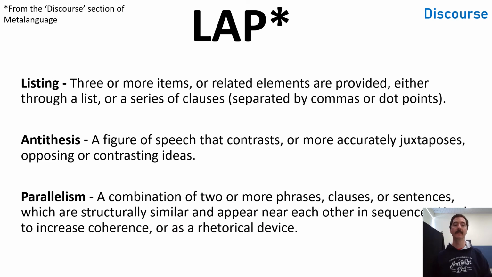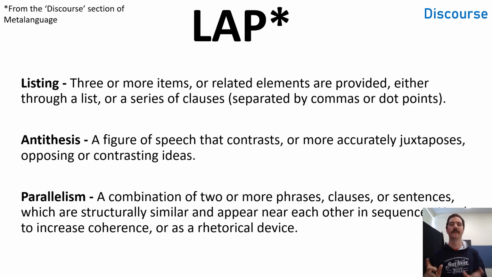Okay, LAP: you've got listing, antithesis, parallelism. So listing: dot points, series of commas, breaking up clauses, different little examples of things. I like eating, running, jogging, jumping, punching, or a dot point list of those. Antithesis is a juxtaposition. You're contrasting two things. I love to work, but I hate weekends, or something, that's a terrible example.